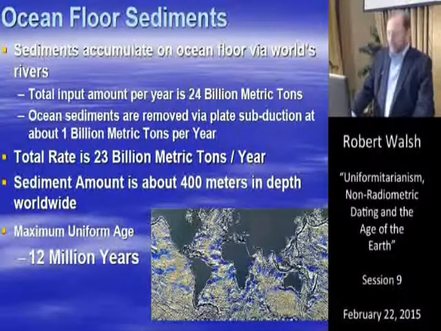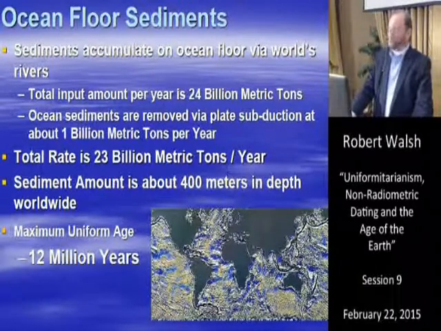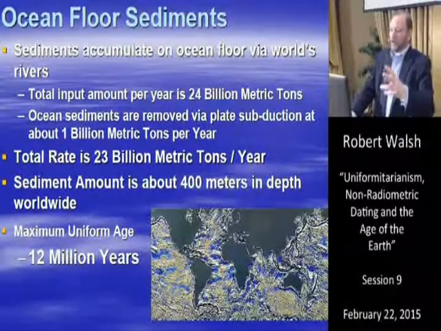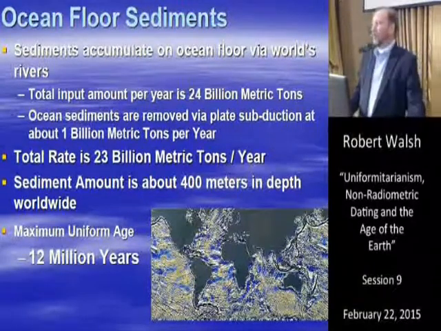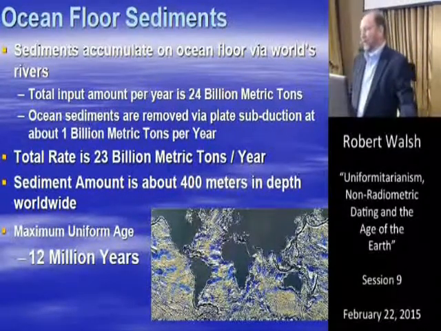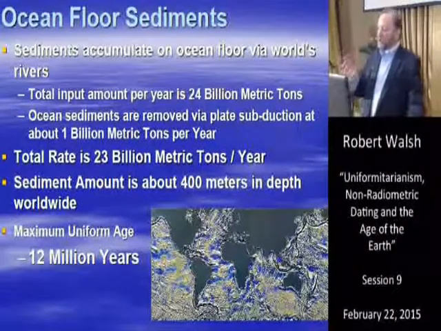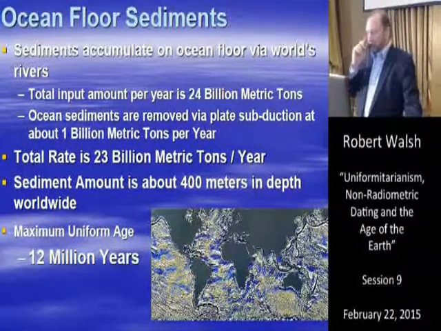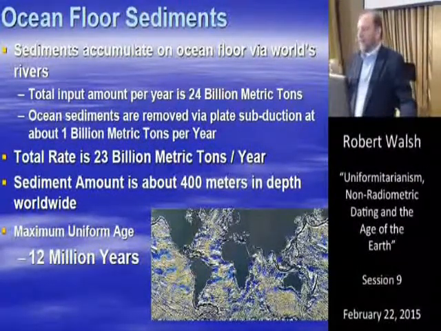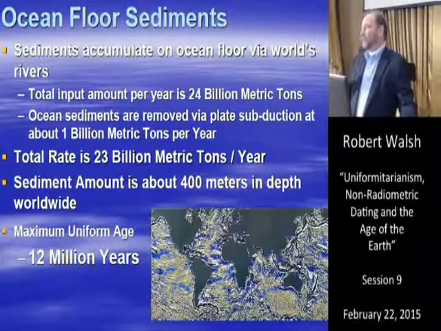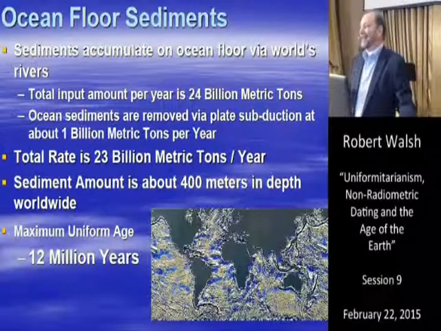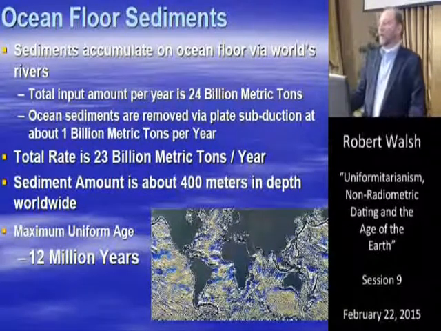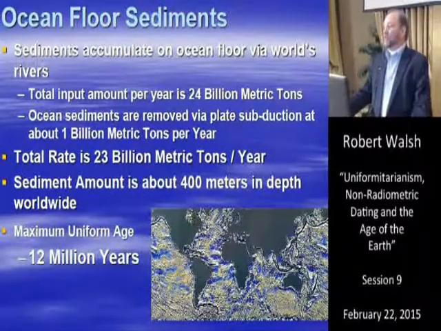The sediment amount is about 400 meters in depth worldwide, and so you can determine then how old this system ought to be, and it gives you about 12 million years. Okay? So if I use uniformitarianism, I come up with a maximum age of 12 million years for the Earth system. So that contradicts the idea that evolutionary theory requires billions of years.